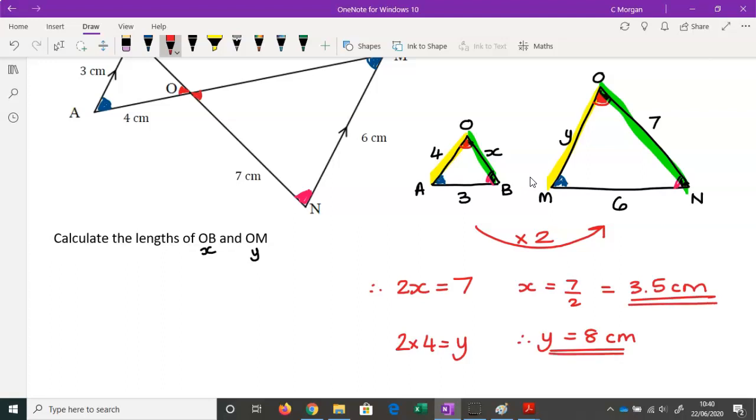So with all those questions, they should prepare you for your 3 Hegarty tasks on finding the missing lengths of similar triangles.